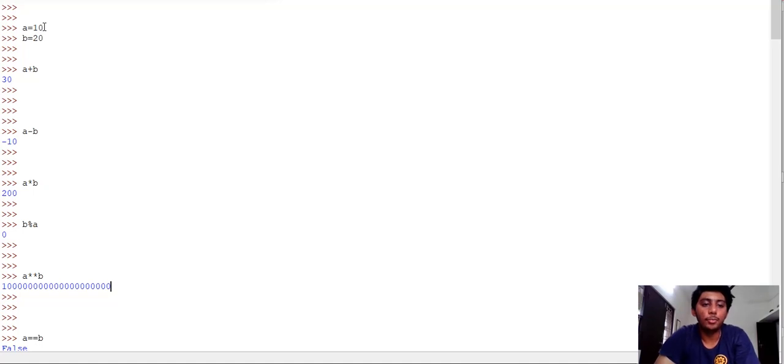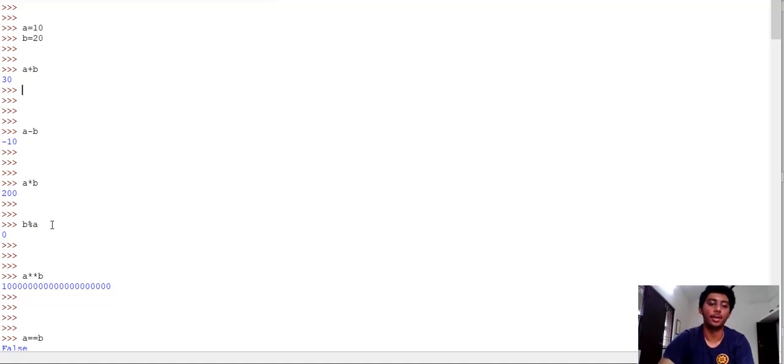Now let us assume the value of a as 10 and b as 20. First we will do the addition operation, that is a plus b. Since the value of a is 10 and b is 20, 10 plus 20 is 30. For the subtraction operation, a minus b, 10 minus 20, the answer is minus 10. Multiplication operation, 10 star 20, that is 10 multiplied by 20, the answer is 200.